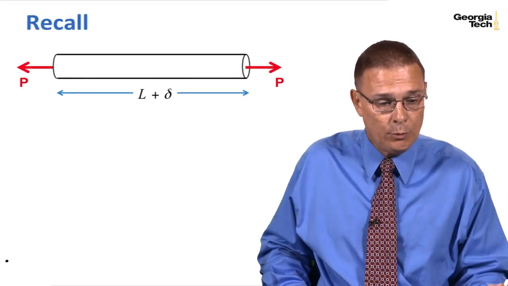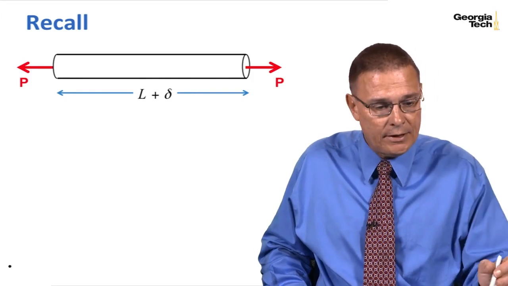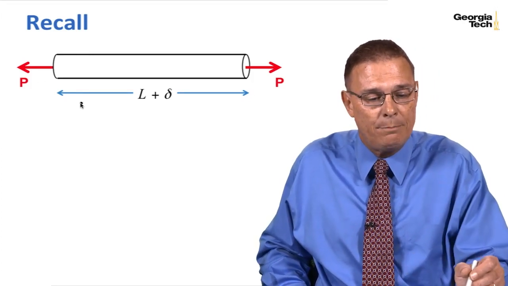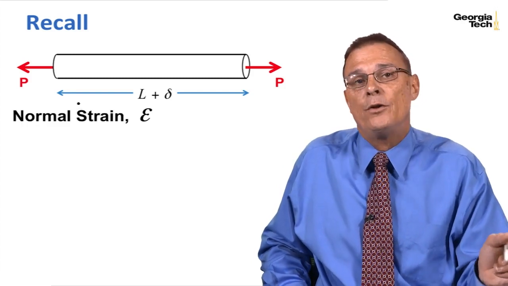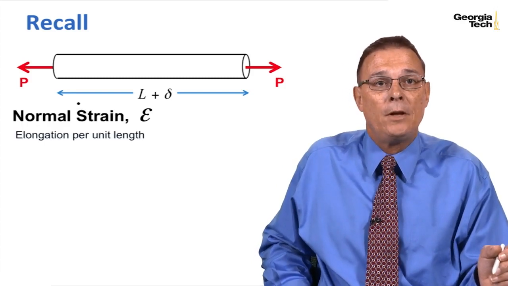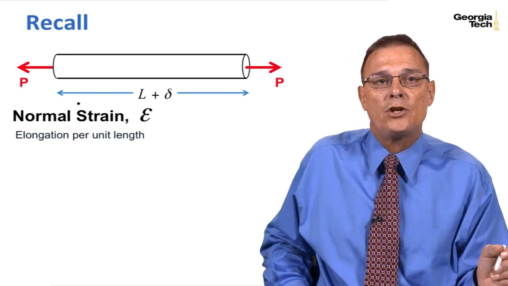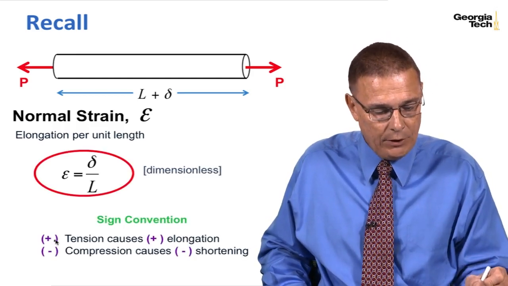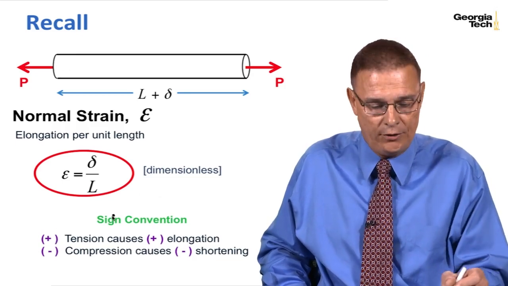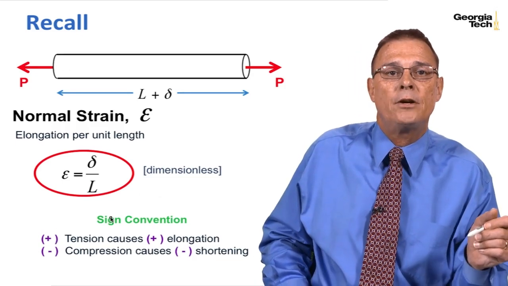And so you'll recall here is an axially loaded member. When it's pulled on, we get a strain. The strain is given the symbol epsilon. The normal strain is an elongation per unit length, and so it's dimensionless. The sign conventions are that if we're in tension, that causes an elongation, which is a positive strain. Compression causes a negative strain.